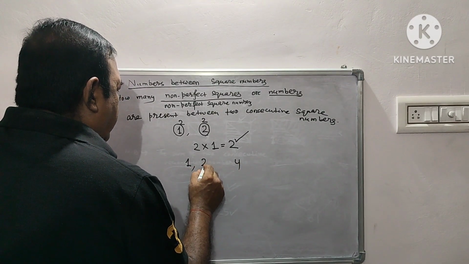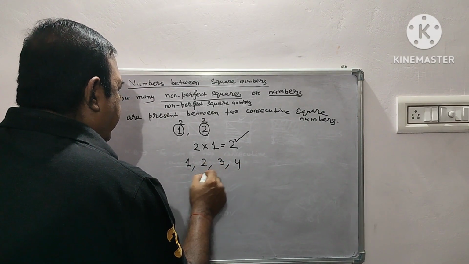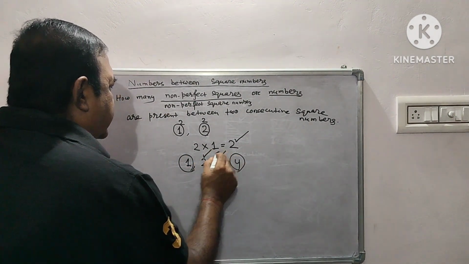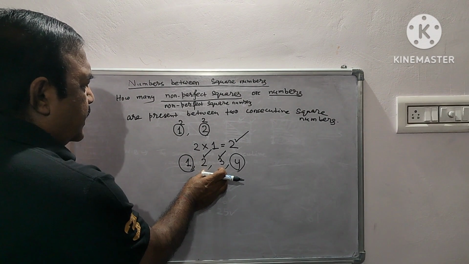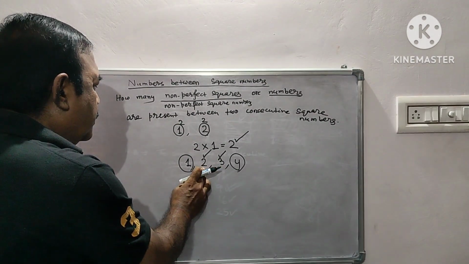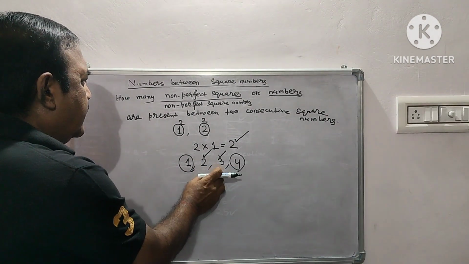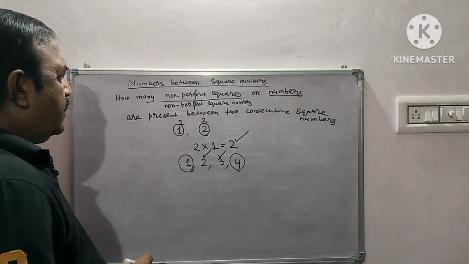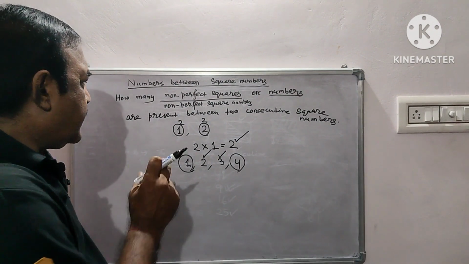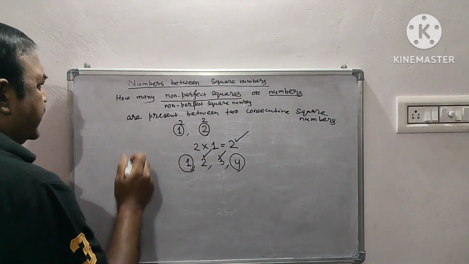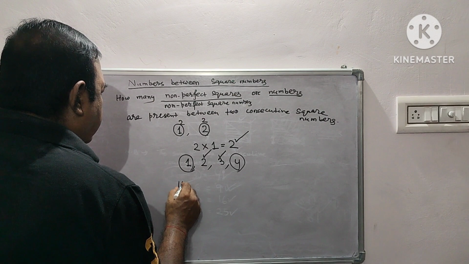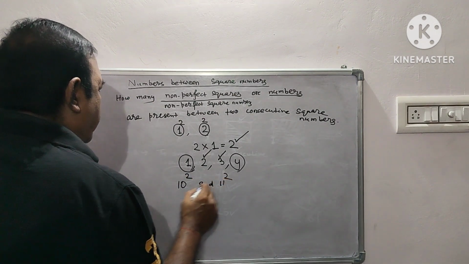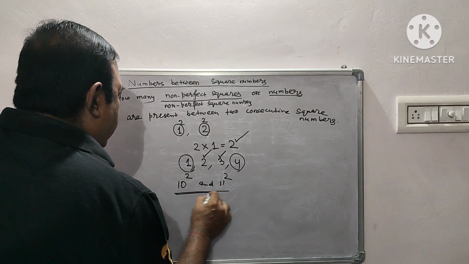You see 1 square is 1, 2 square is 4. So we will write 2 and we will write 3. So between 1 and 4, how many numbers are present? These are not perfect squares. So 2 is one number and 3 is another number. So the total number became 2. So there are 2 numbers. Like this, suppose 10 square and 11 square. How many numbers are present between 10 square and 11 square?